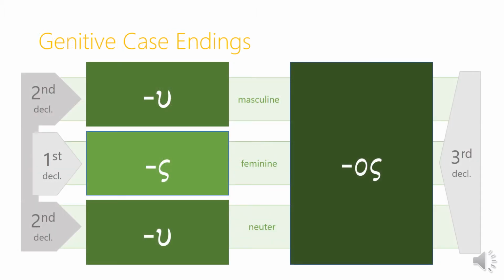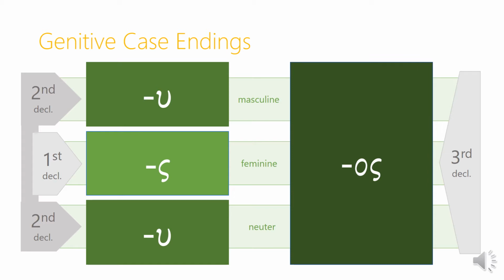What are the genitive case endings? Well, we've already seen quite a bit of this with what we called the possessive pronouns. In the second declension, the masculine and neuter endings are the same, and they're just an upsilon. The feminine first declension ending is just a sigma, and the third declension ending for the genitive is omicron sigma, ος.